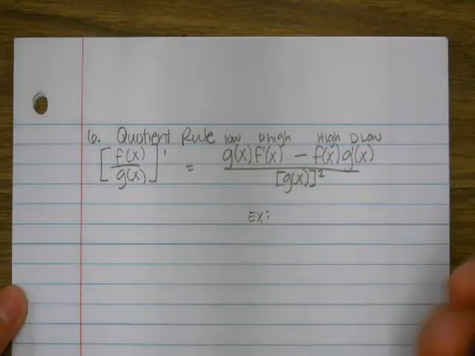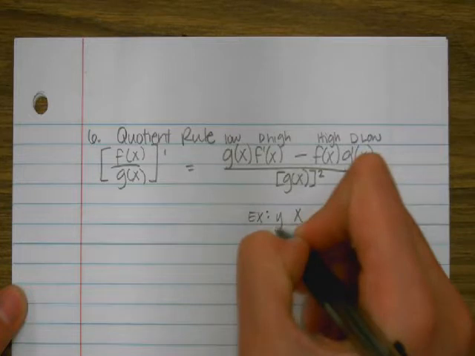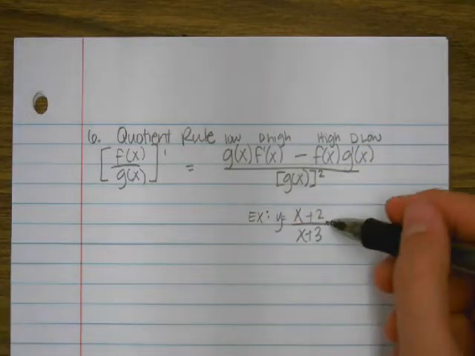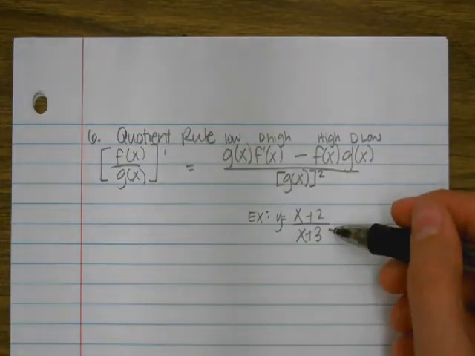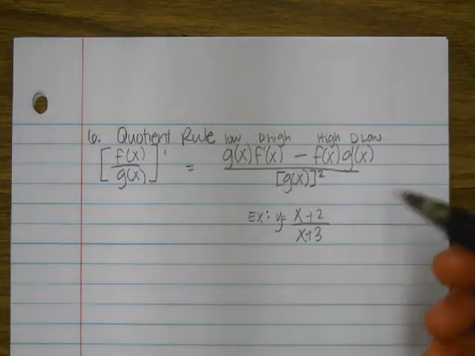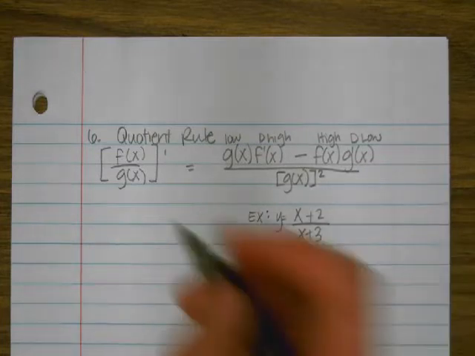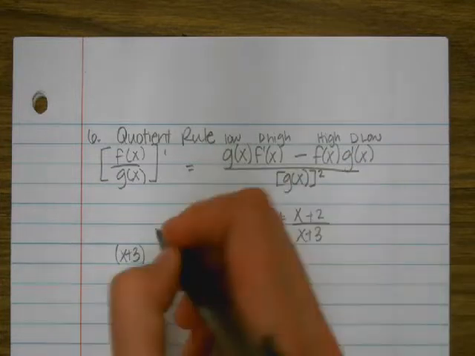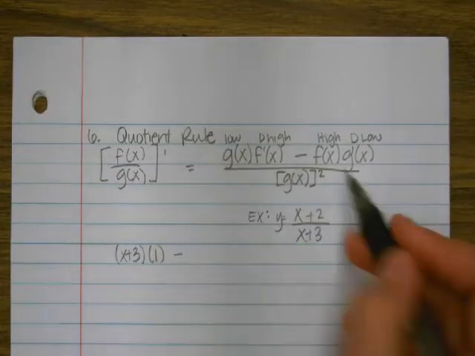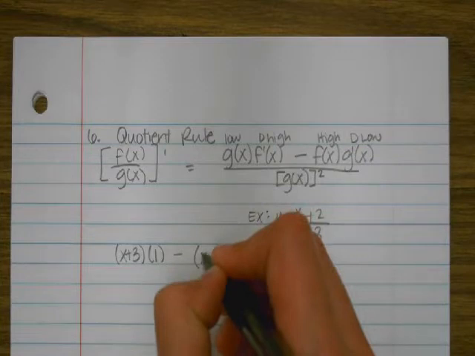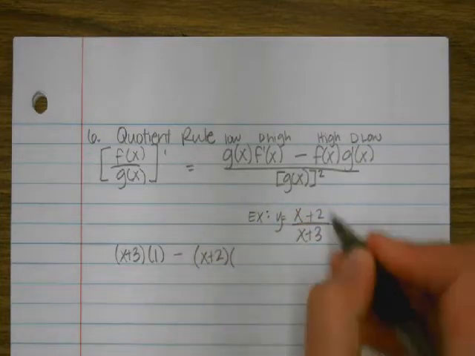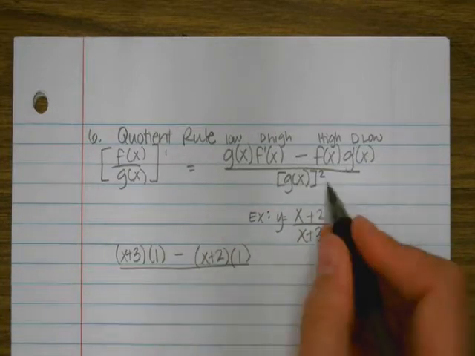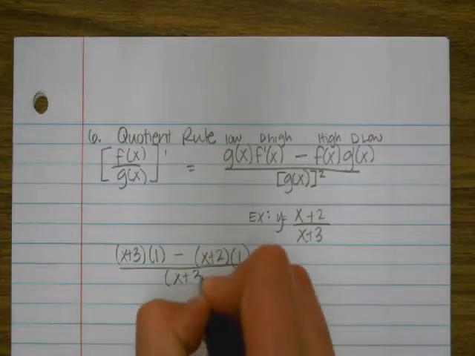So here, our example, we're going to say is y equals x plus 2 over x plus 3. So it's kind of like saying our first function is x plus 2 and our second function is x plus 3, and we're dividing those. So we're going to say low d high. So the low is x plus 3. The derivative of the top is 1. Minus high d low. So the top is x plus 2. The derivative of the bottom is 1. Divided by the bottom squared. So x plus 3 squared.